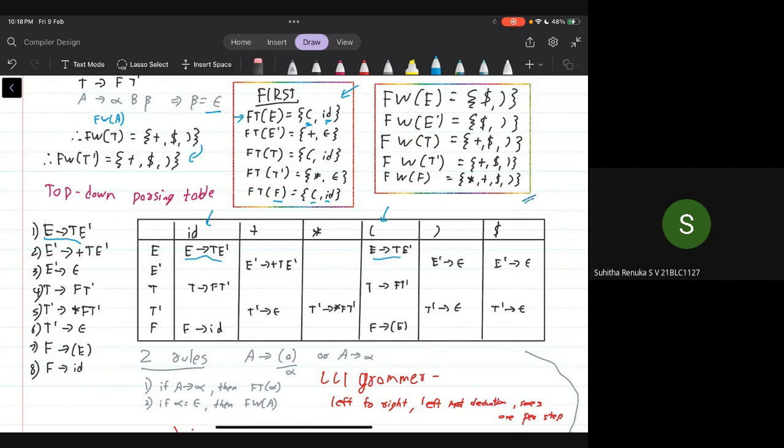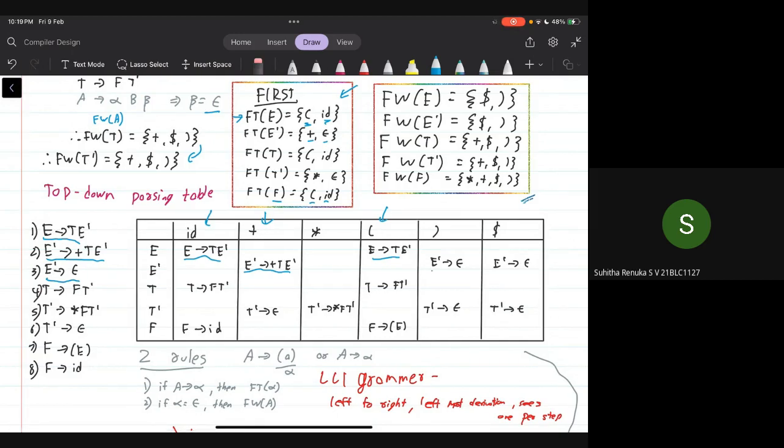Now do the second row, E dash. You have plus and epsilon. For plus, E dash goes to plus T E dash, you write it here. And now you have E dash goes to epsilon also. Whenever you see this epsilon, you can take the next one. You have to write E dash goes to epsilon for closing bracket and dollar.